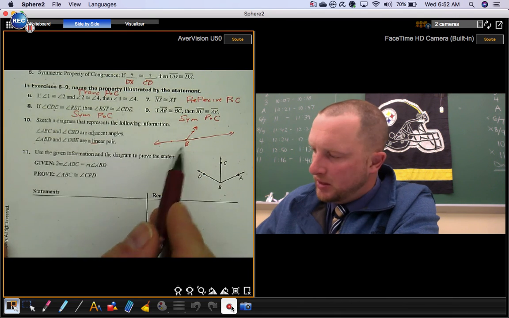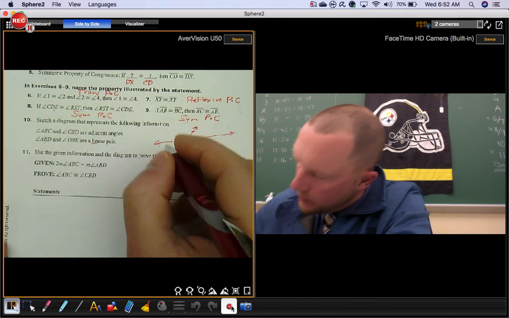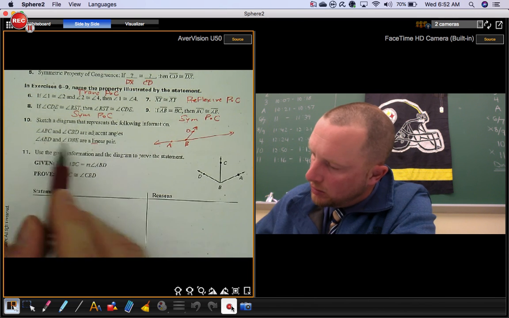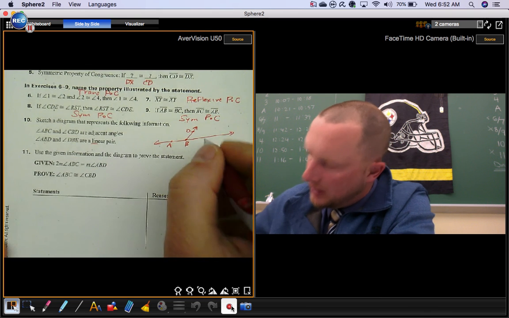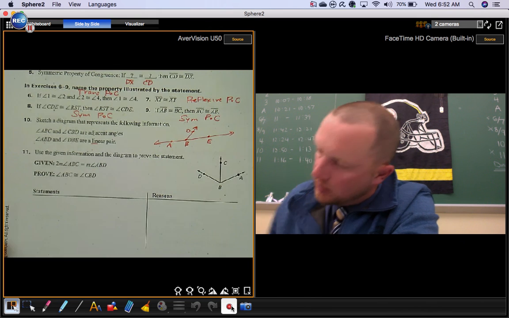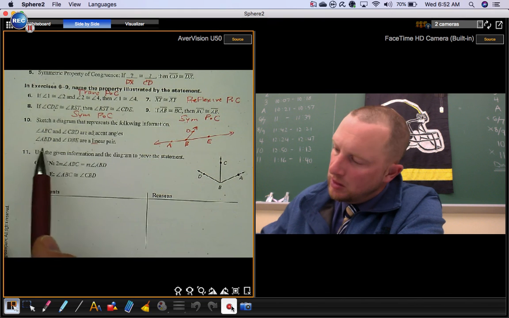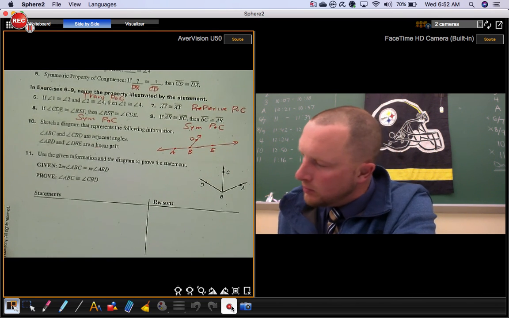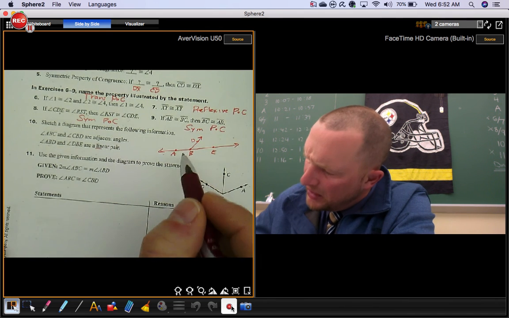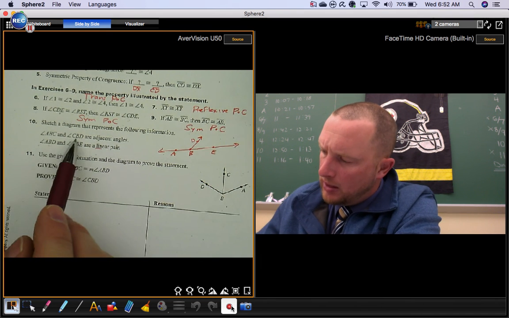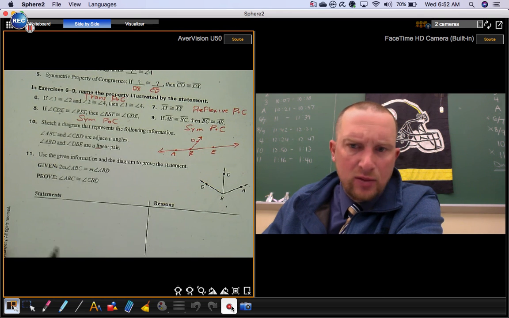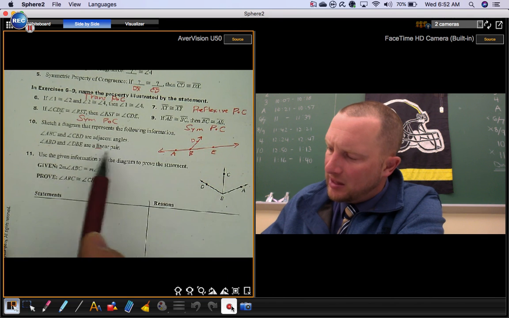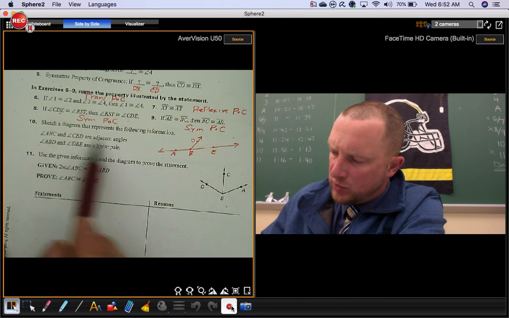Obviously, my vertex is B. I'm going to make this first angle, angle ABD. The second angle will be angle DBE. These two angles make a linear pair. Now, we need angle ABC and angle CBD to be adjacent angles. And I wasn't sure at first if we had to draw two separate diagrams, but I think now that we have this diagram, this one will work with it.